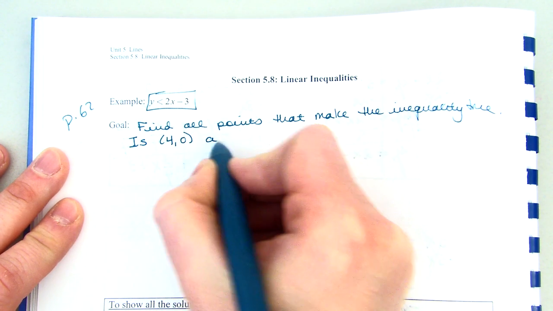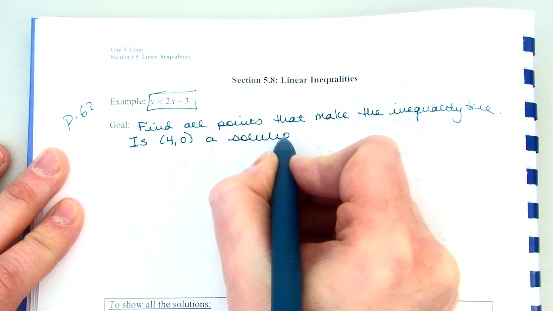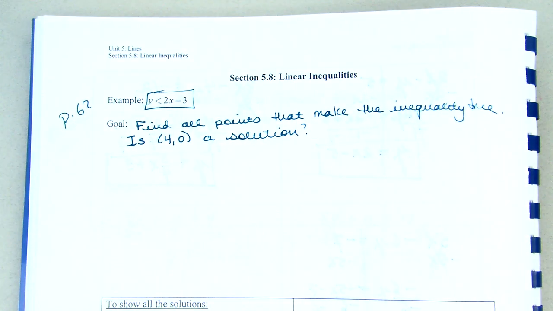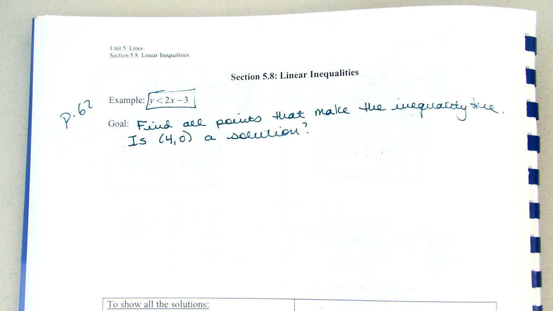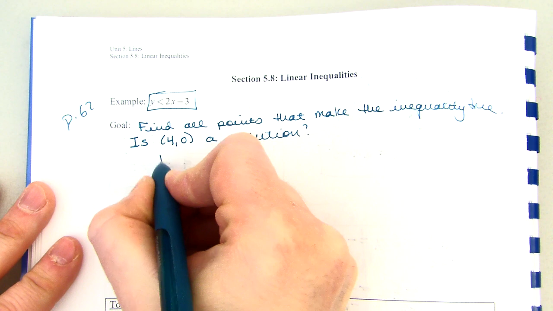Is 4 comma 0 a solution? Will it make the inequality true? I want to find all the points that make it true. First I want to know, is 4, 0 a point that makes it true? Well, I don't know, maybe. I can plug in to see what happens.